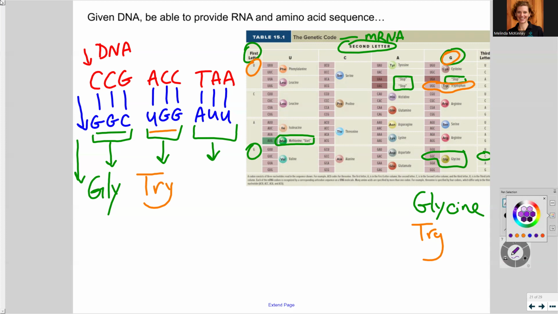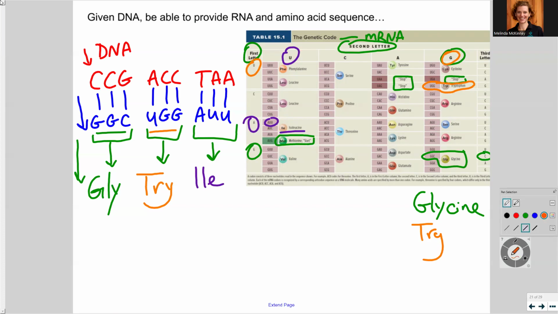And then the last one, just for completeness, to finish it up, okay, let's do a fun color, purple. So AUU, A, and then U, and then U, A, U, Met U. Okay, so this is isoleucine. So isoleucine. That would be our amino acids.